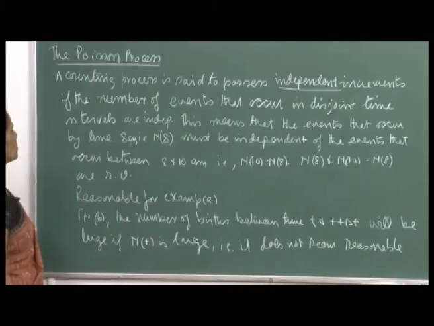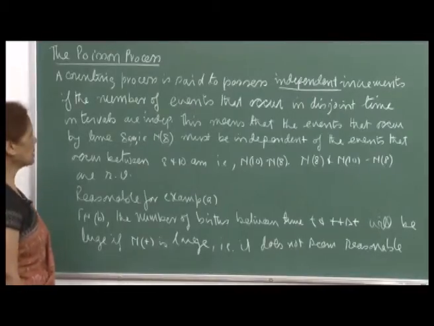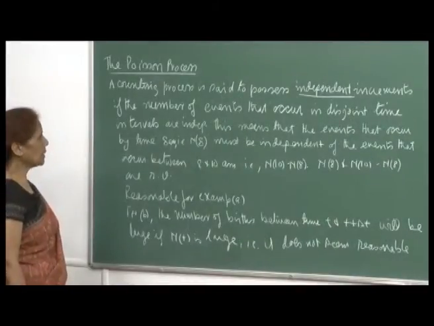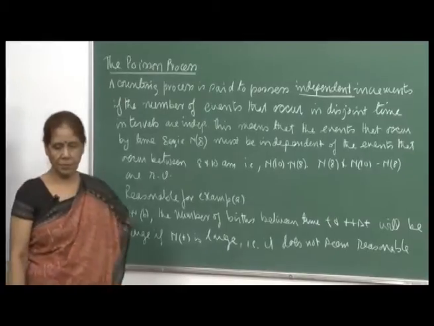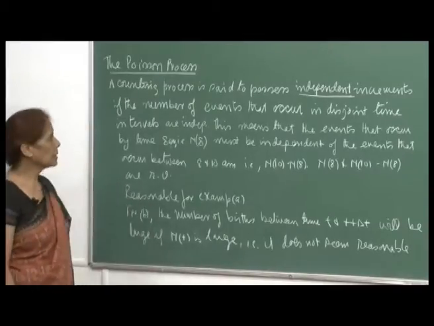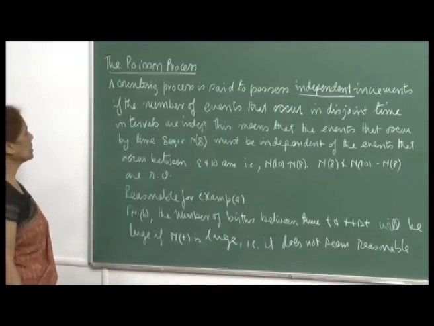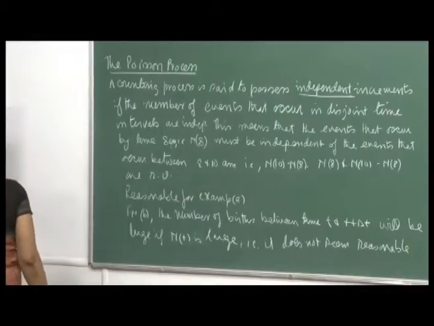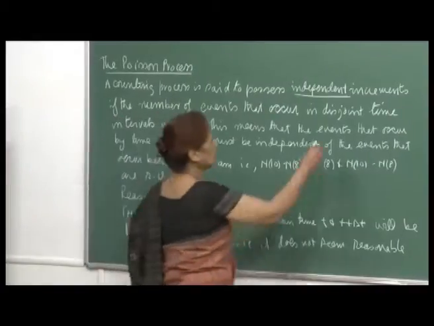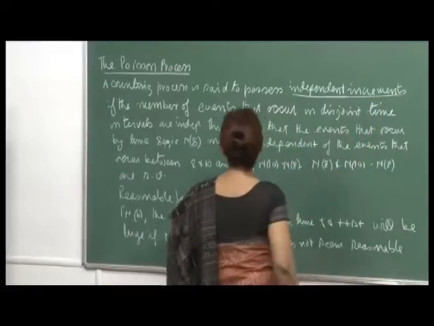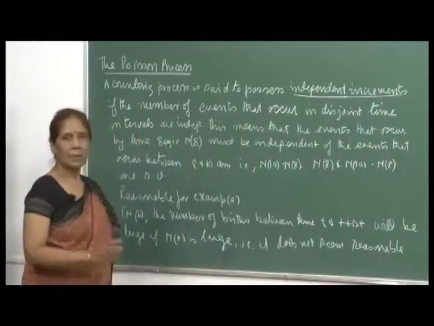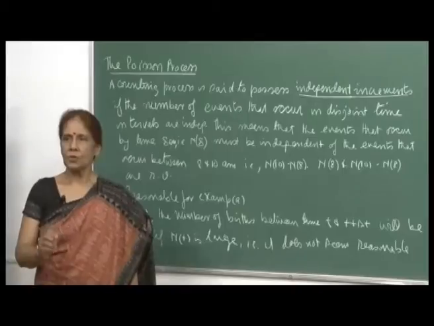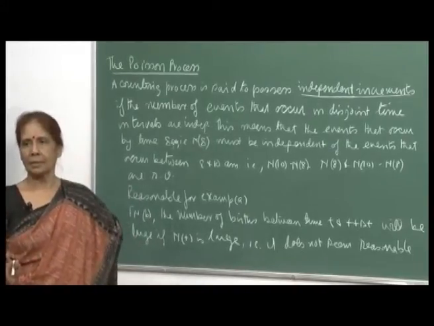While talking of the Poisson process, I said we have to first talk about a counting process, and that there should be some norms to be followed for the counting process. The first one is that it should have independent increments. That means that the number of events that occur in disjoint intervals are independent.